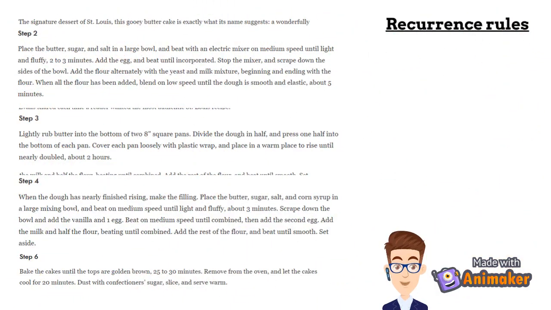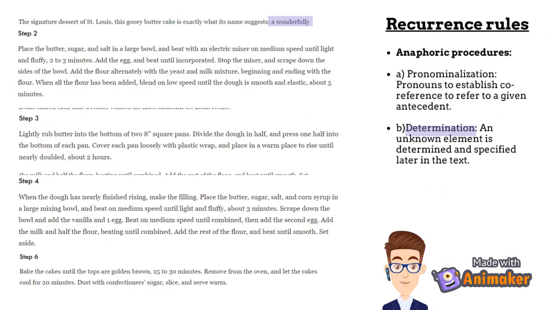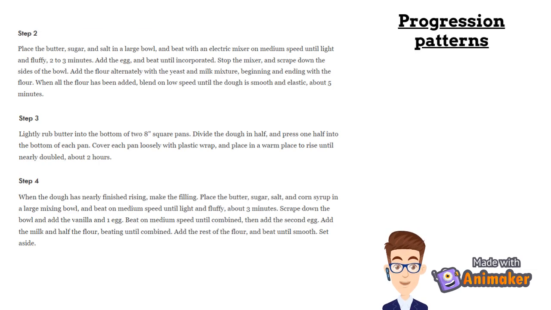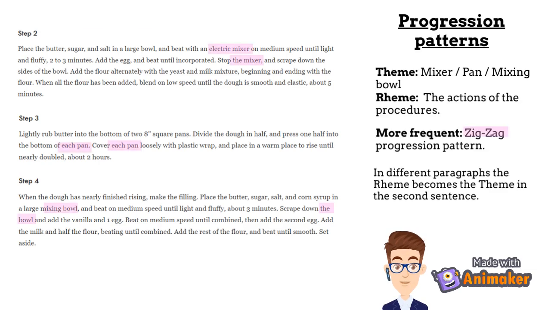The recurrence rules that are mostly used are anaphoric with determination because of the unknown element, anaphoric with pronominalization because of the pronouns, and repetition because of the same element. And the progression pattern that is mostly used is zigzag because the rheme becomes the theme in the second sentence.